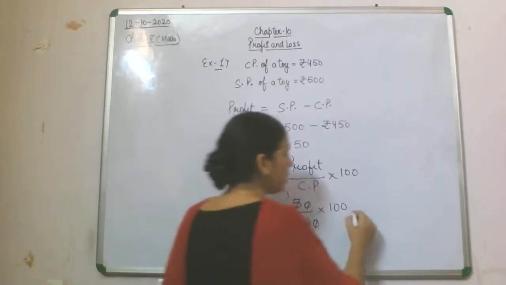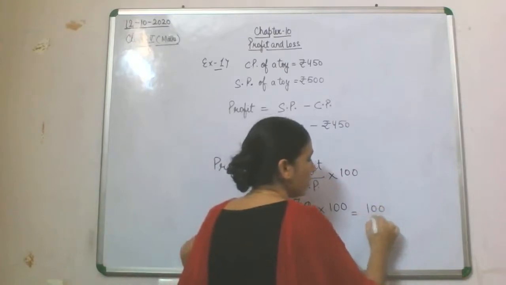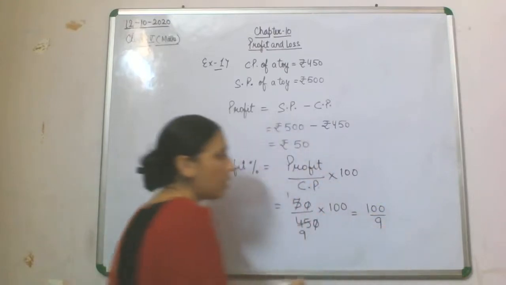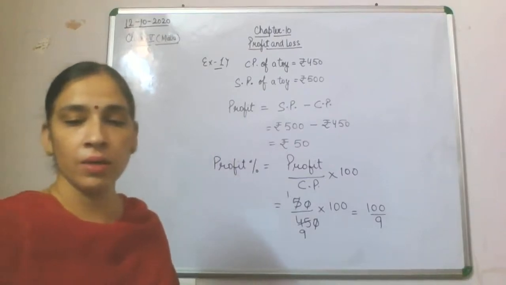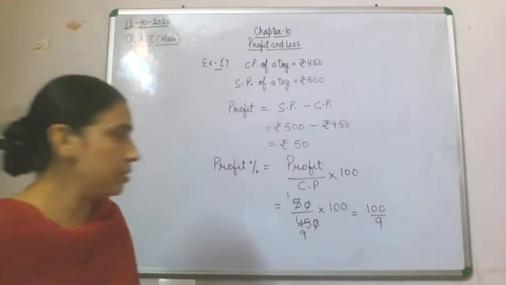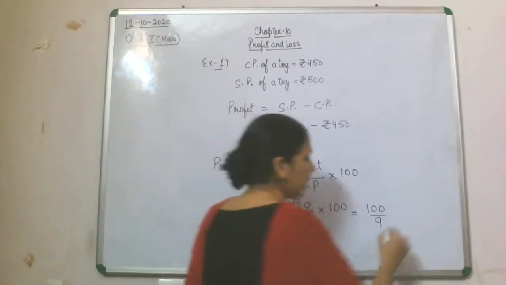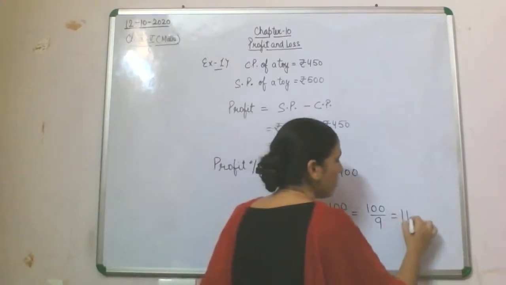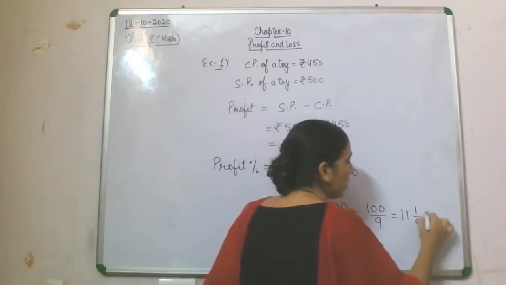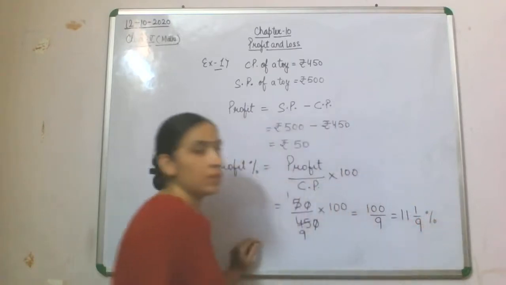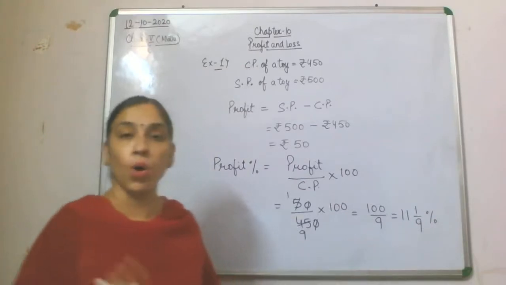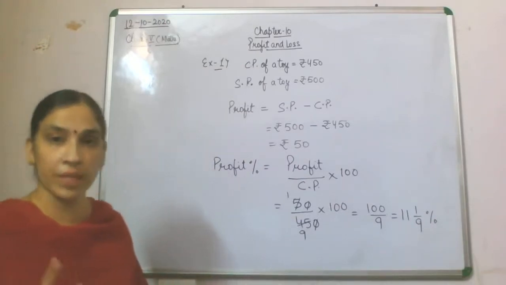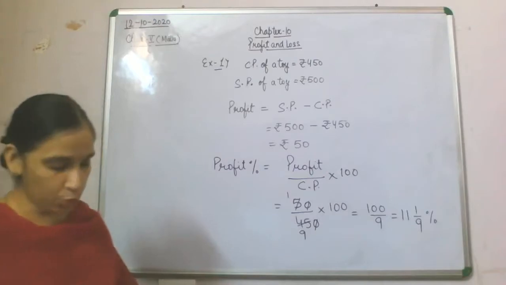Now what are we getting? 100 by 9. You can write it in the form of a fraction or in the form of a decimal. So that will become 11 1 by 9%. You can write it in the form of a mixed fraction or in the form of a decimal. It's totally up to you.